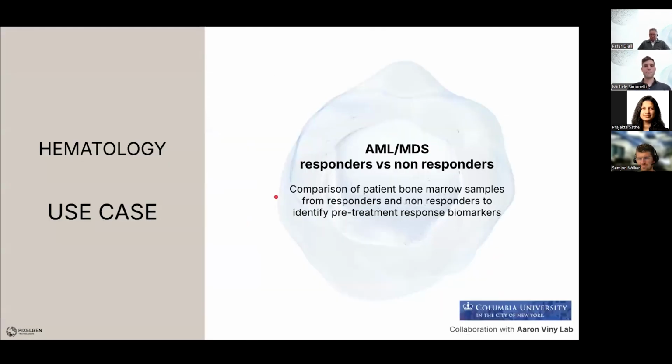So this is just an example of how the technology can be used in CAR-T. Another application can be in hematology. So here I want to show you one application in AML, MDS. Here we used it to look at responders versus non-responders. And actually, this was in bone marrow samples. And the idea was to identify also pre-treatment response biomarkers. This was in collaboration with Aaron Viny's lab at Columbia University.